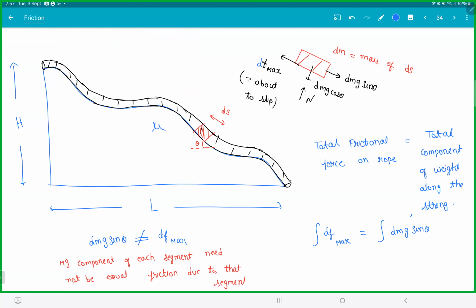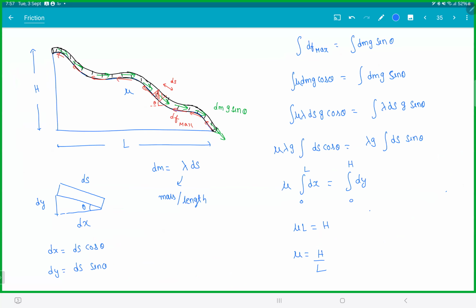Clear, Vihan? Is that clear, everyone? Sir. Anyone else has a doubt on that? It's a pretty good argument. Sir, can you just show the next page? And I hope everyone is getting why I can't cancel dmg inside the integral.